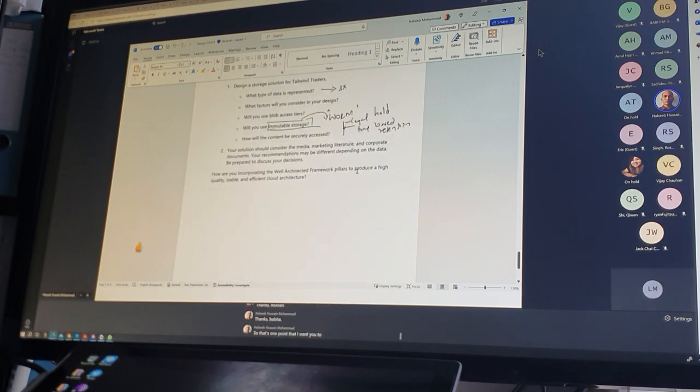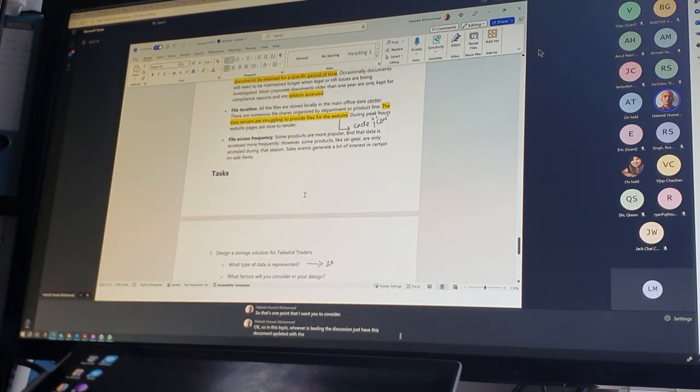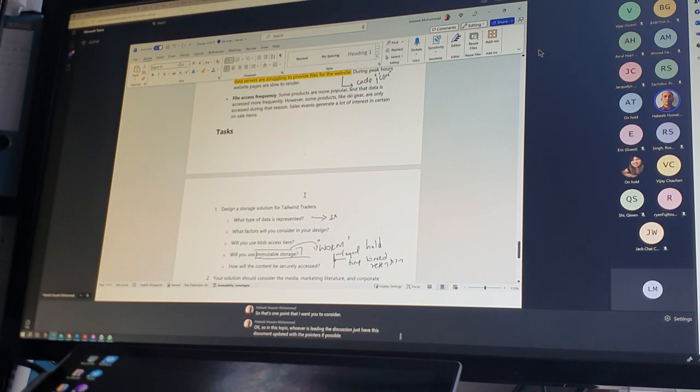Okay, so in this topic, whoever is leading the discussion, just have this document updated with the pointers. If possible, draw a simple logical diagram. Now, like I said earlier yesterday, design itself is in 3 stages: conceptual design, logical design, and physical design. Conceptual is like an elevator pitch, just a block diagram, a high-level overview. Logical design has more details about the components involved. Physical design is like an Excel sheet with all the information in much more detail. Okay? So start your discussions.